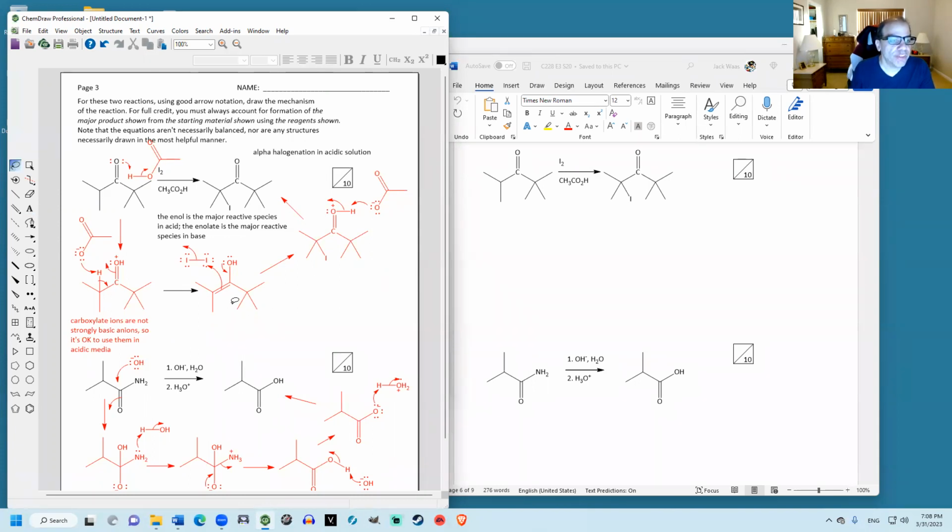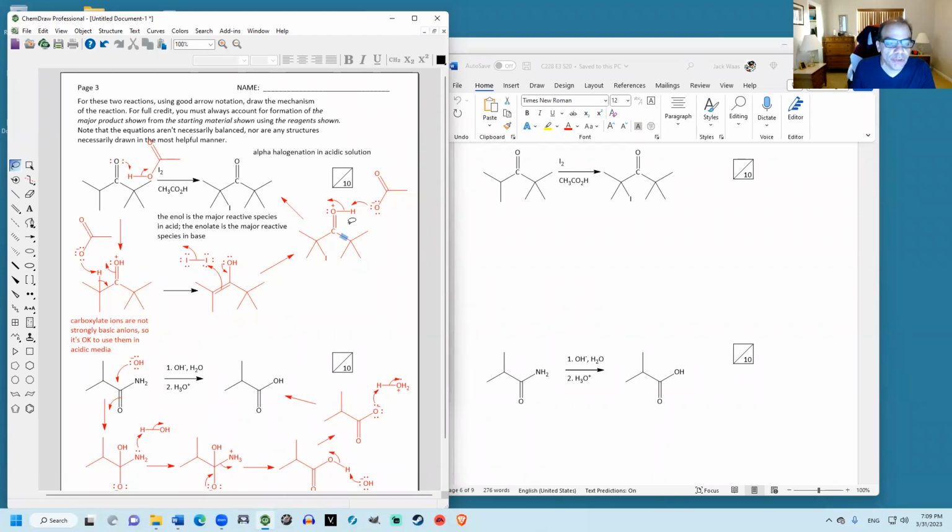Anyway, since we're in acidic solution, the enol is the major reactive species. The enol reacts with the elemental halogen that we're given, which is iodine. The electron pair folds down from the oxygen to reform the carbon-oxygen double bond. We break the carbon-carbon pi bond, and that attacks I+ from the iodine molecule. In class, I think we had Br2, but it doesn't really matter. It's the same type of thing. Then we break the weak halogen-halogen bond, put the electrons onto iodine to make I-, and we get this intermediate.